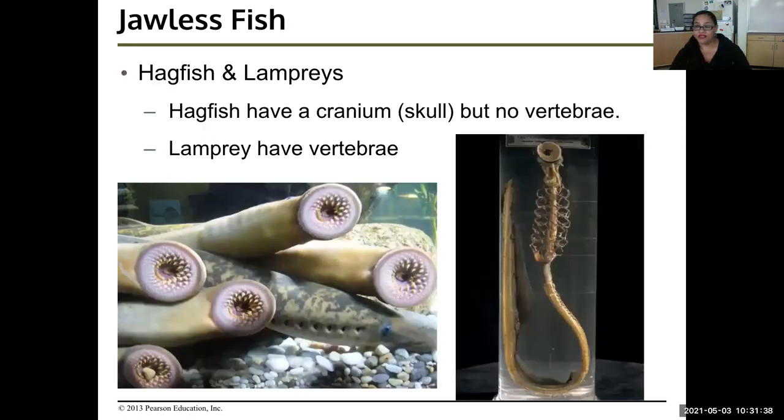Jawless fish are exactly what they sound like. They don't have jaws. They just have an opening for their mouth. So hagfish and lampreys. Hagfish have a cranium, but no vertebrae. Lampreys actually also have a vertebrae.